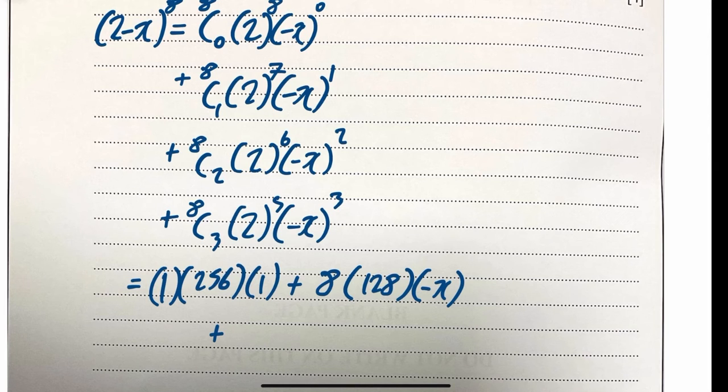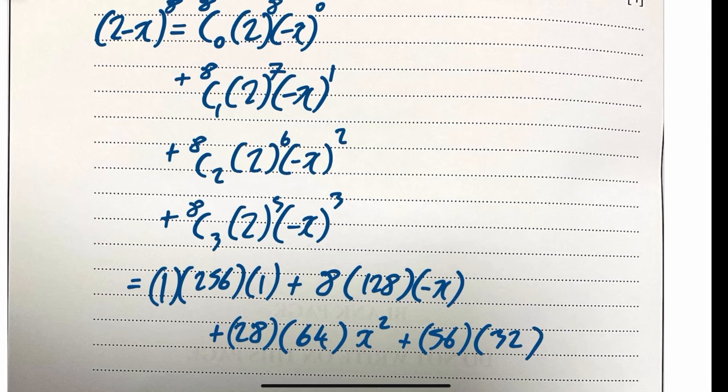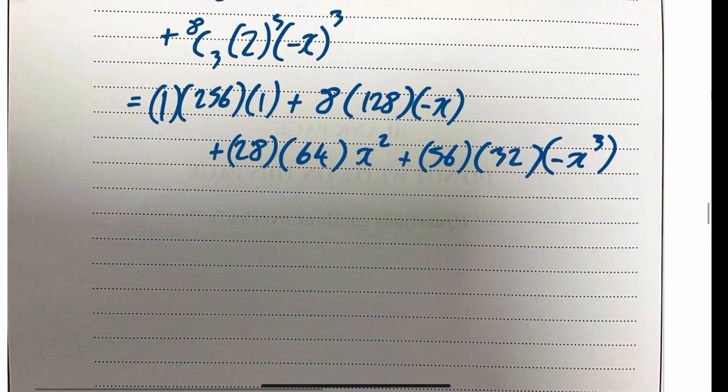8c2 is 28, and then times my 2 to the power of 6. 2 to the power of 6 is 64. Then times minus x squared. So square the minus, it becomes plus, and then x squared is just x squared. And then 8c3 is going to be 56, times 2 to the power of 5, which is 32. And minus x cubed is just going to be minus x cubed. I'll put that in a bracket. And there we are. We can just tally that all up.